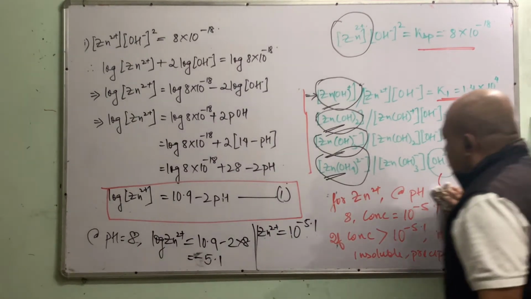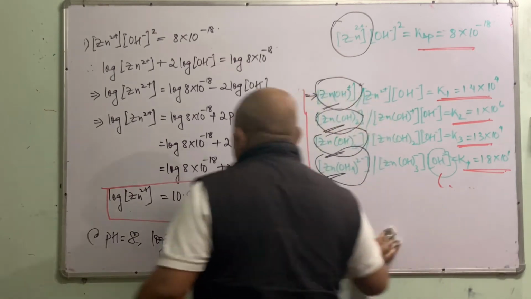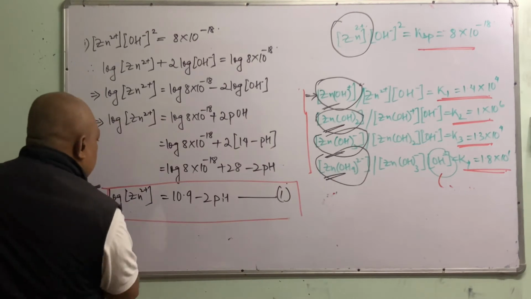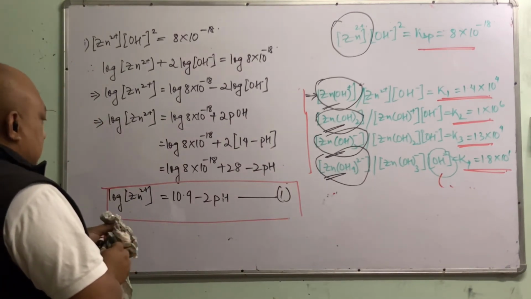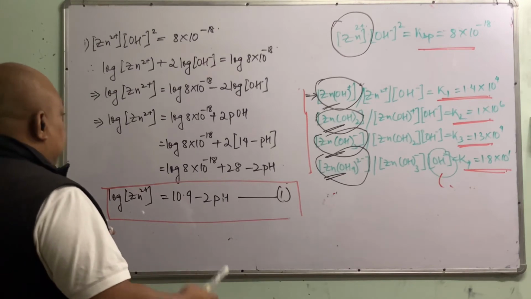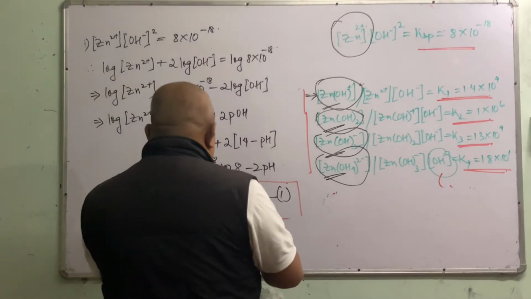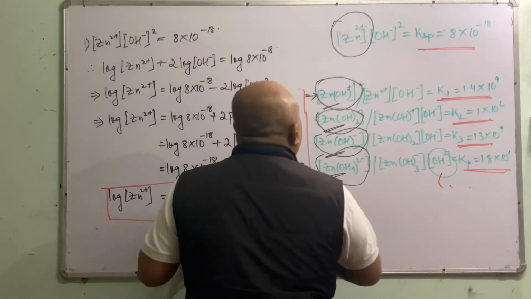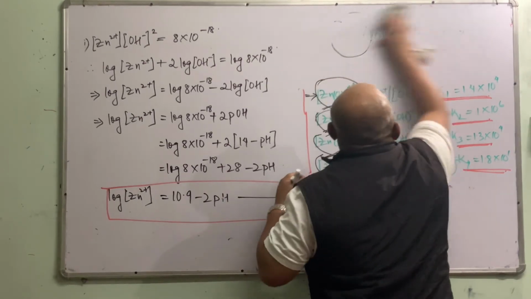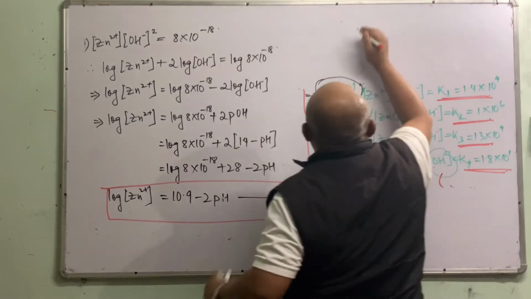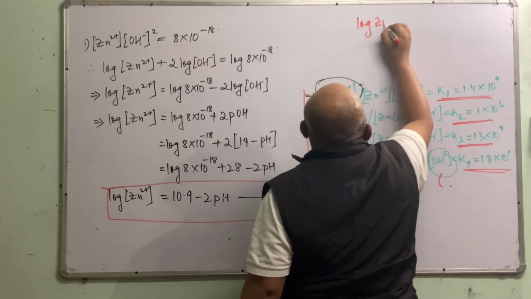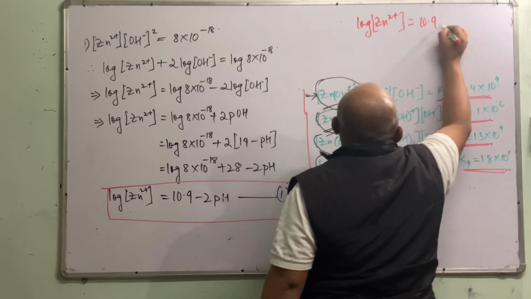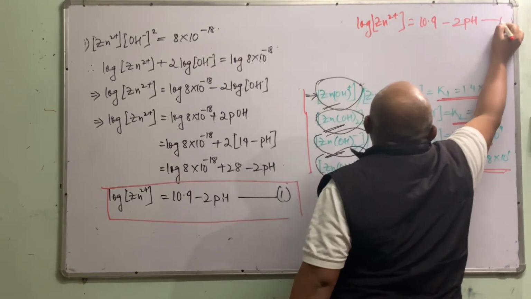Fine. So let me rub this part. Let me rub this part. So I need to, I'll forget this part. I have to write this one for myself because I'm not able to hear what you said. So I have to write here. So rather than this, let me rub this part and let me write it here. Log of Zn2+ is equal to 10.9 minus 2pH, number one. Okay.